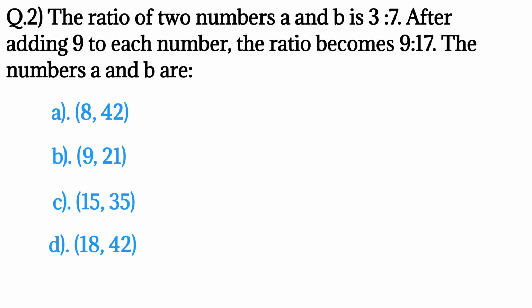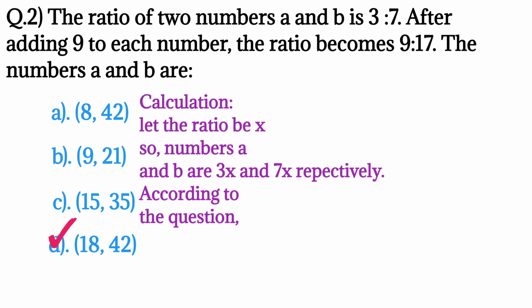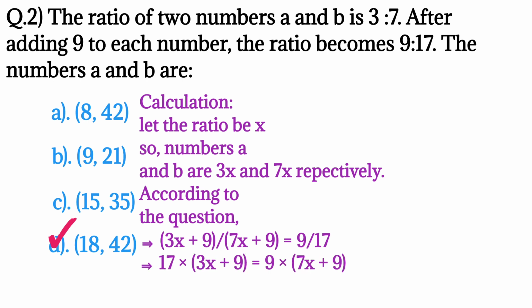Question number 2. The ratio of two numbers A and B is 3:7. After adding 9 to each number, the ratio becomes 9:17. The numbers A and B are. The right option is option D. Let the ratio be x. So, numbers A and B are 3x and 7x respectively. According to the equation, (3x + 9)/(7x + 9) = 9/17.